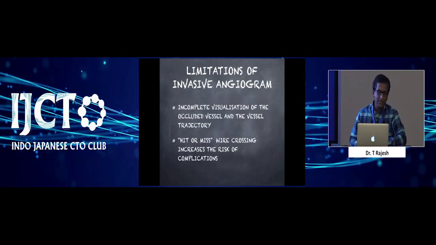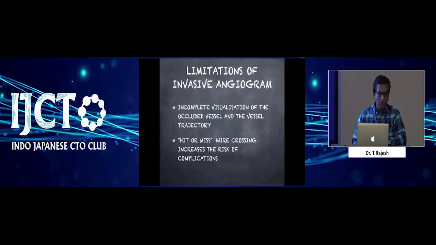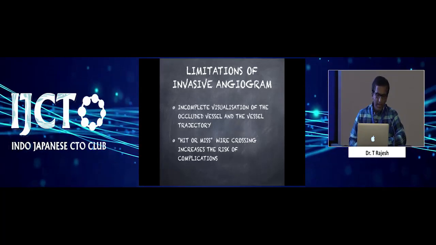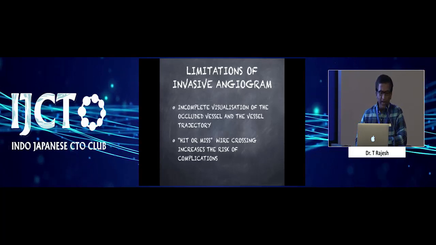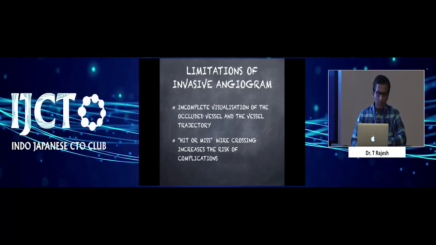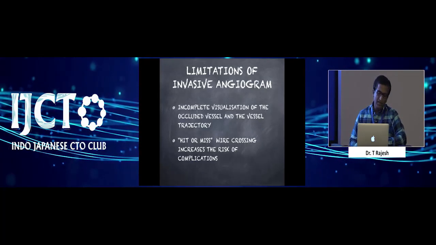So here I come to the limitations of invasive angiogram. It's a luminogram. It just provides incomplete visualization of the occluded vessel and the vessel trajectory. And once you have no idea of the vessel trajectory or the lumen caliber, we just play around with the wires, hit or miss wire crossing. If you're lucky, the wire crosses. If you're unlucky, the wire doesn't cross.